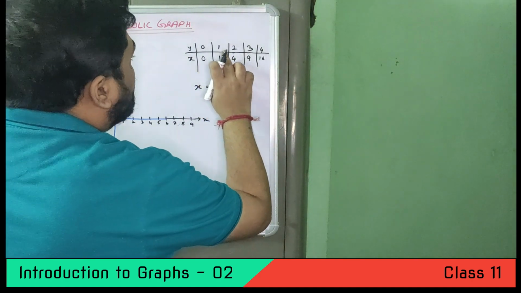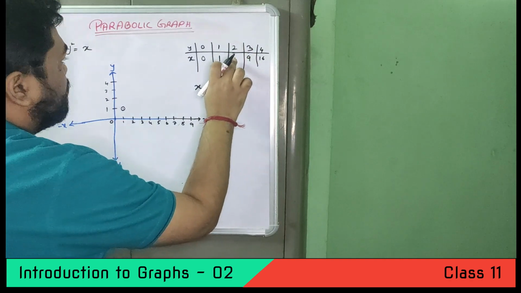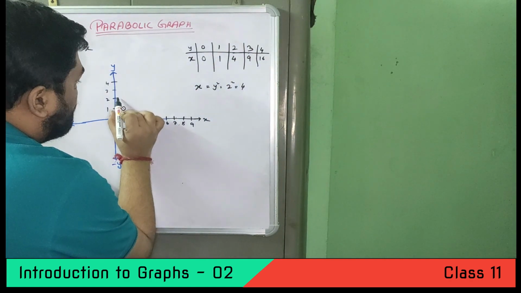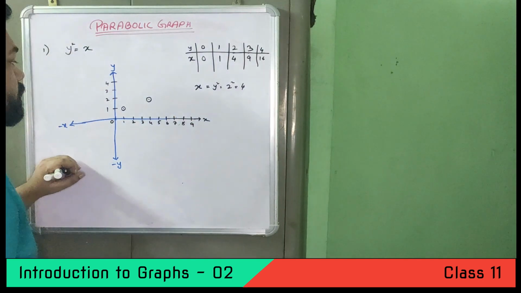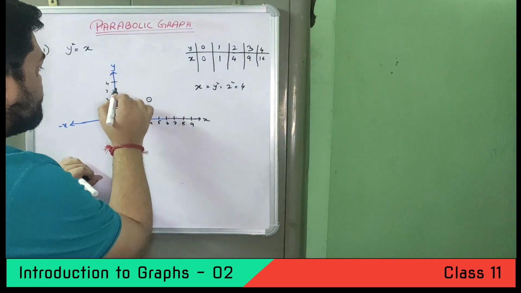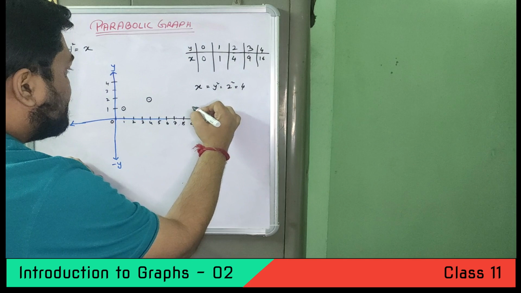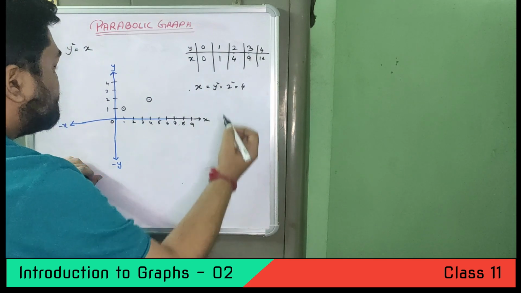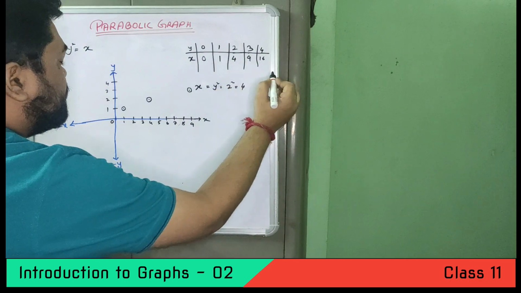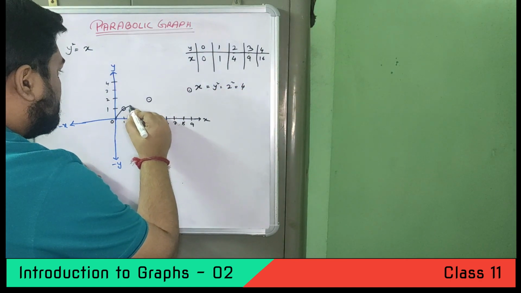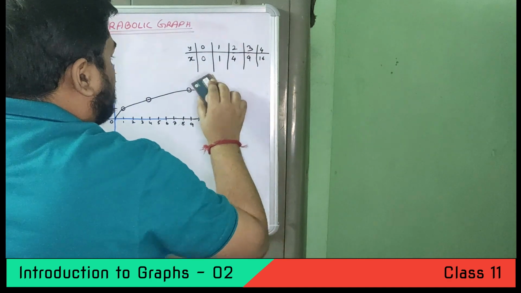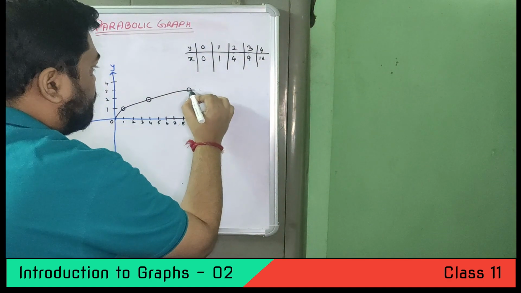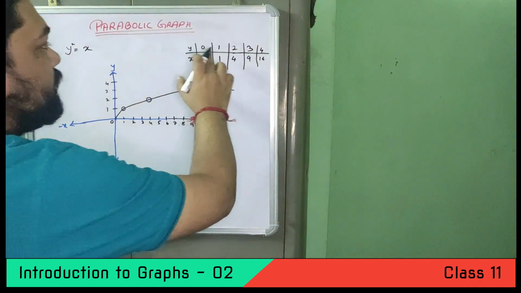Now at y equals 2, the value of x will be how much? 4. So at y equals 2, the value of x is 4. That means here. Okay. And at y equals 3, that means here, the value of x will be 9. That means somewhere in this region. So you can see, and it will move further like this, right? So this is the actual parabolic graph. So the line will move on and on along with the increase in the values of x and y.